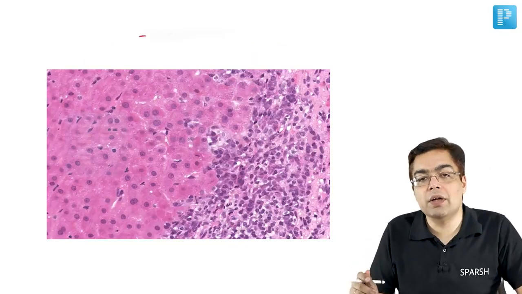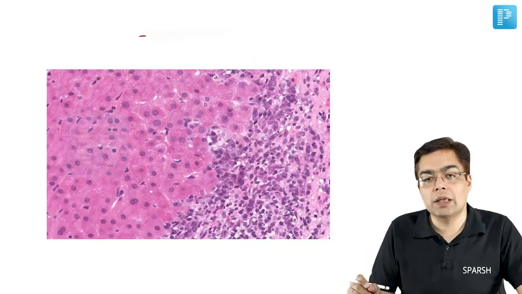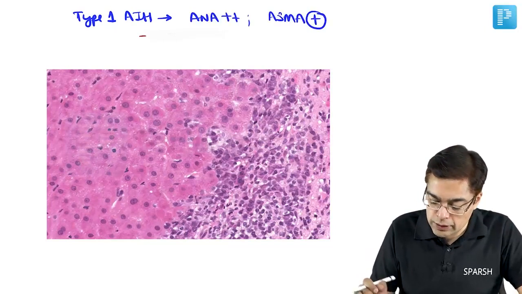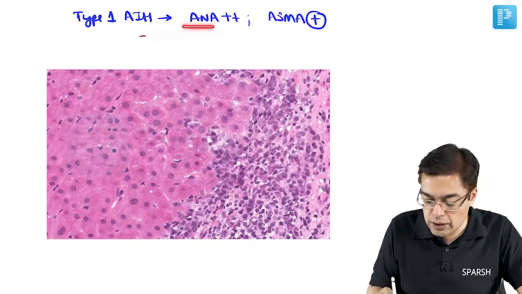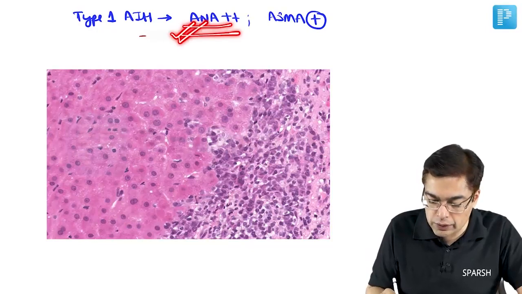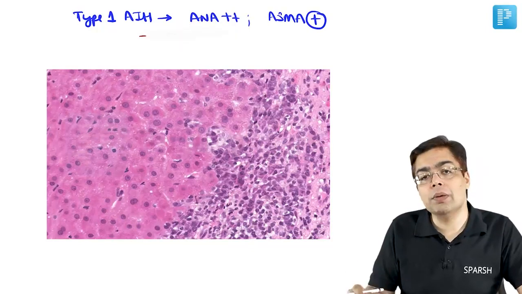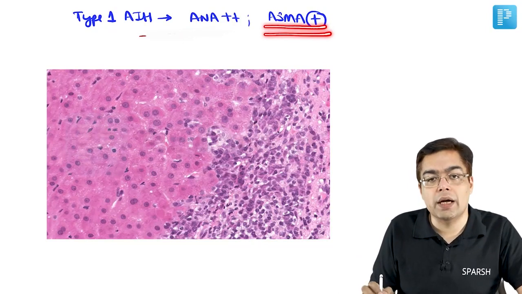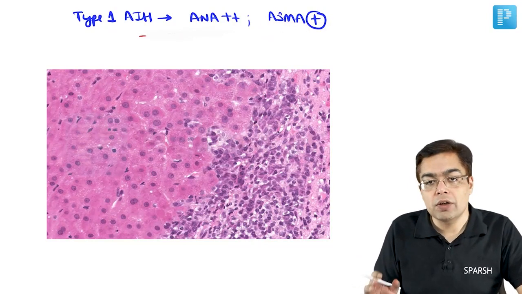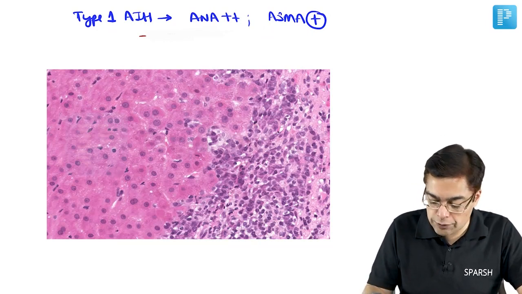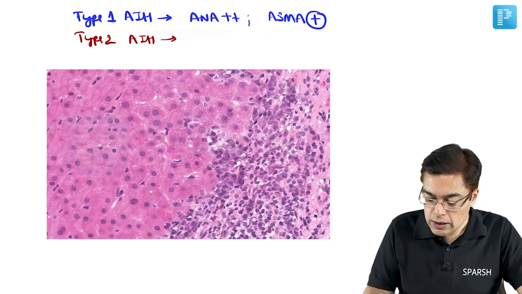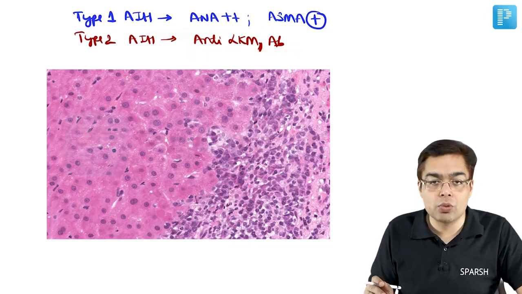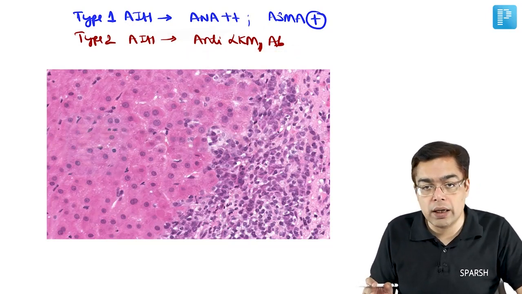The next important thing that we need to have an idea about is that there are three important subtypes of autoimmune hepatitis. Type 1 autoimmune hepatitis is characterized by patients having positivity for anti-nuclear antibody, and sometimes positivity for anti-smooth muscle antibody, anti-smooth muscle actin antibody. In contrast, patients suffering from type 2 autoimmune hepatitis have anti-liver kidney microsomal antibodies, so LKM-1 antibodies.